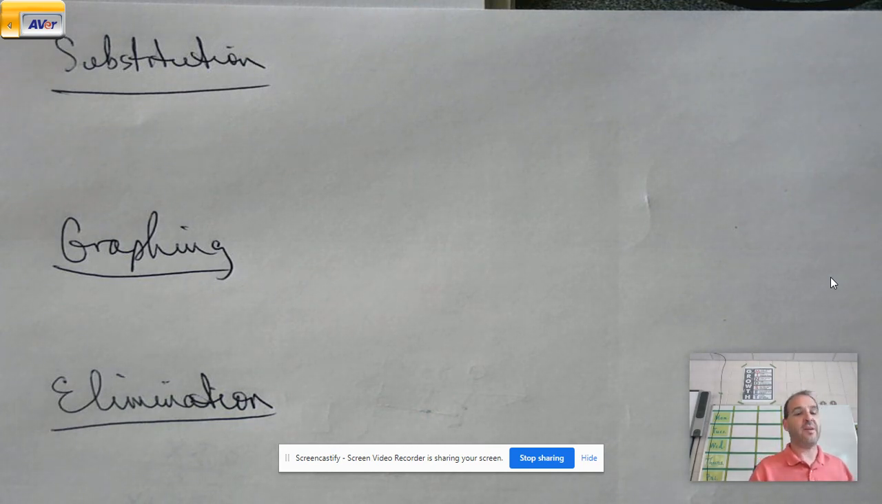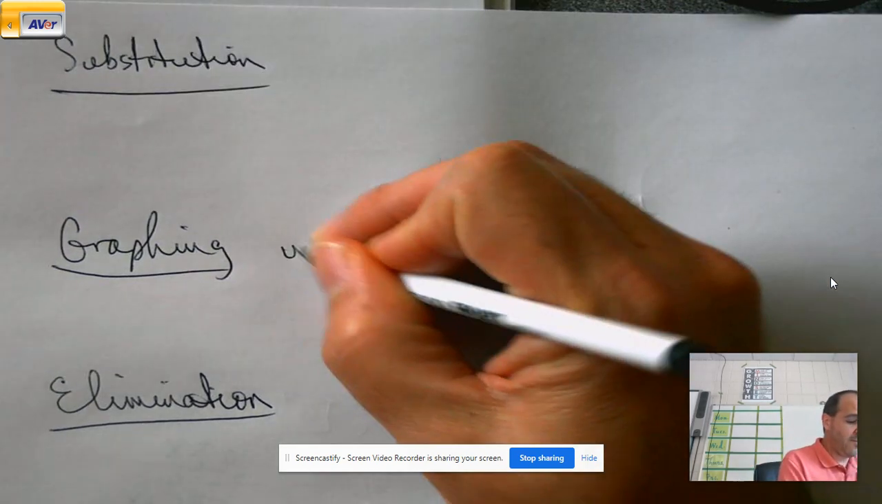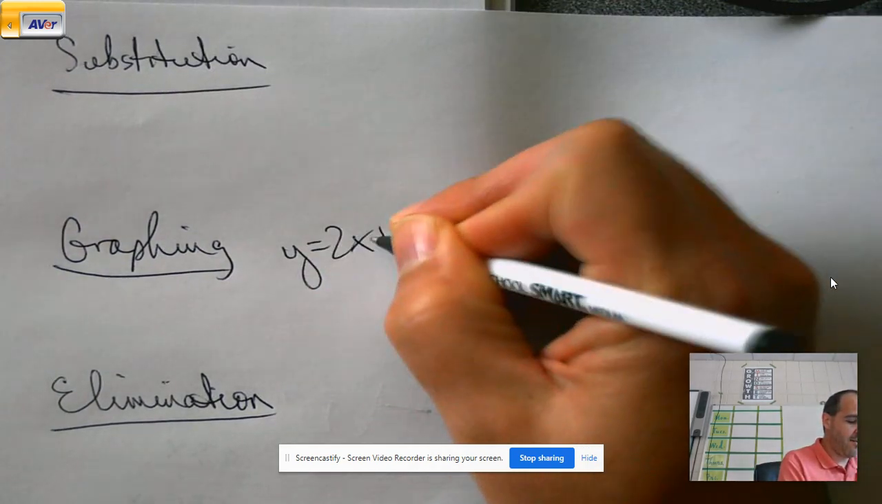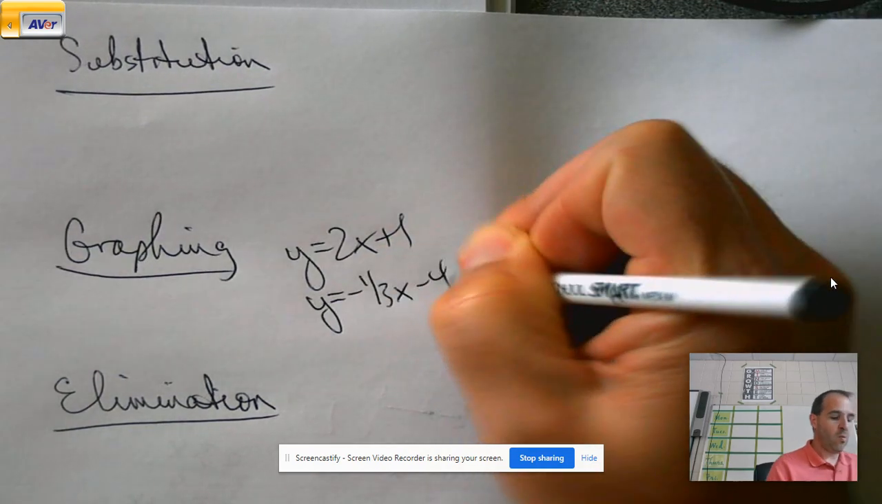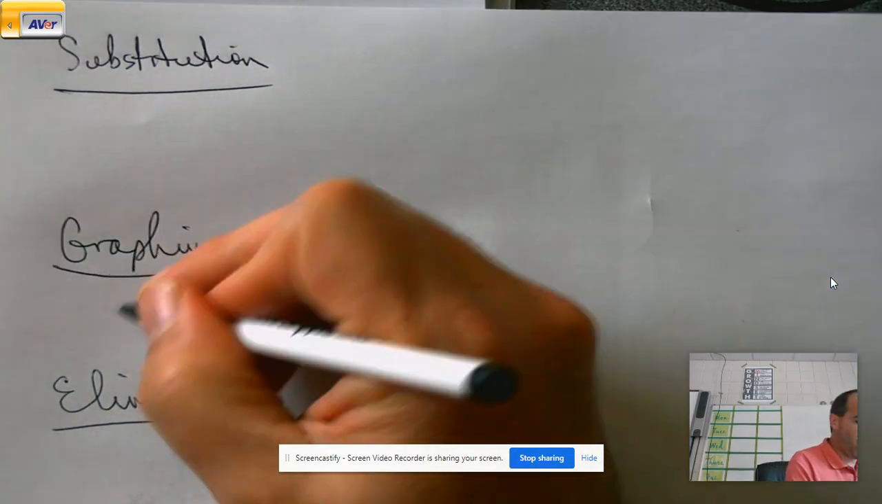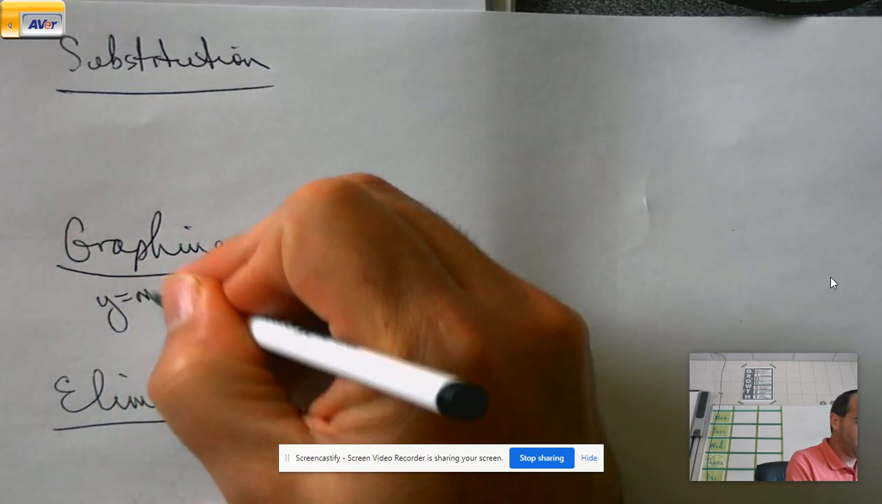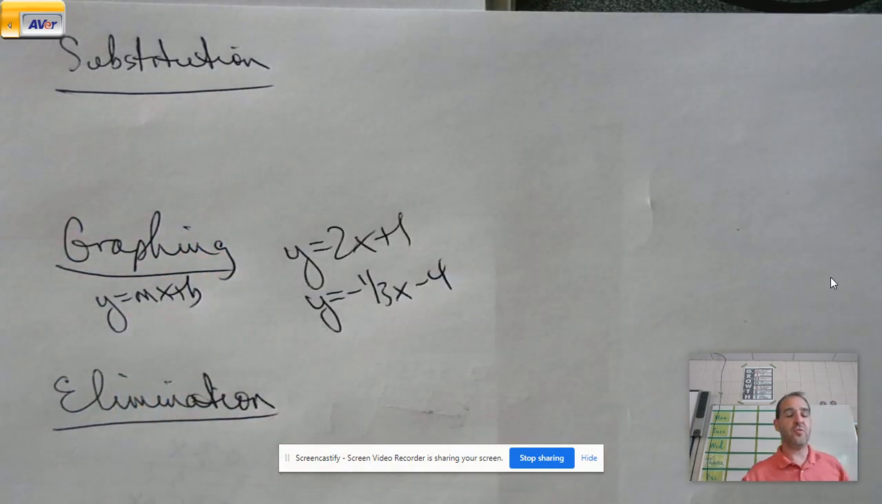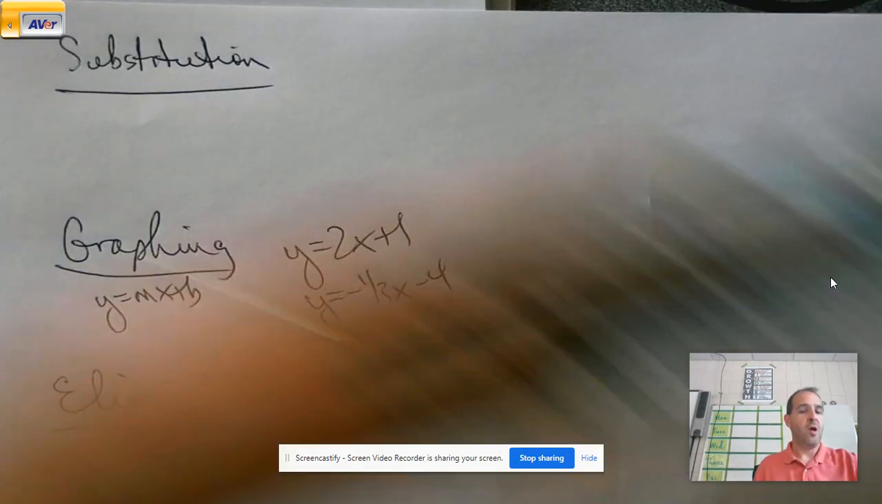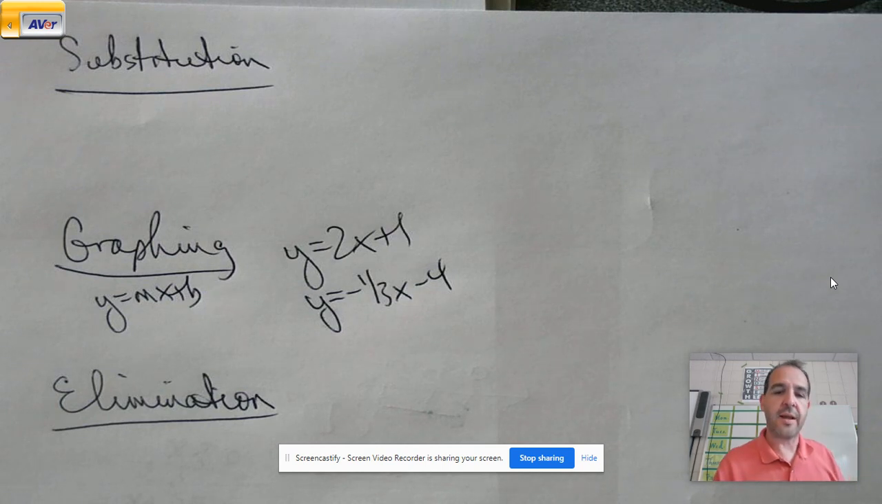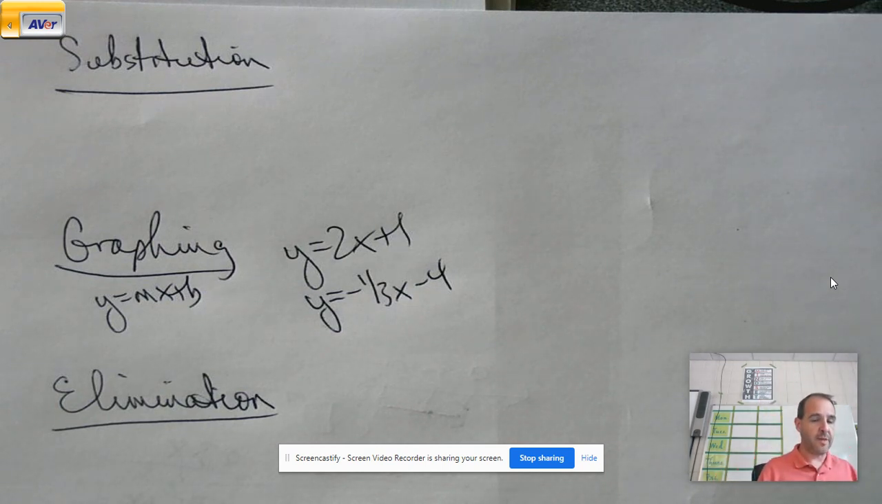What am I looking for with graphing? Pretty simple. I'm looking for two equations that have y equals. Why? Because when you're graphing, you want things in slope-intercept form. So if I see two of those y equals equations, and I have the capability, whether it be technology or a piece of graph paper that I can use, that's going to be the route I typically would go. It's going to be the easiest, okay?